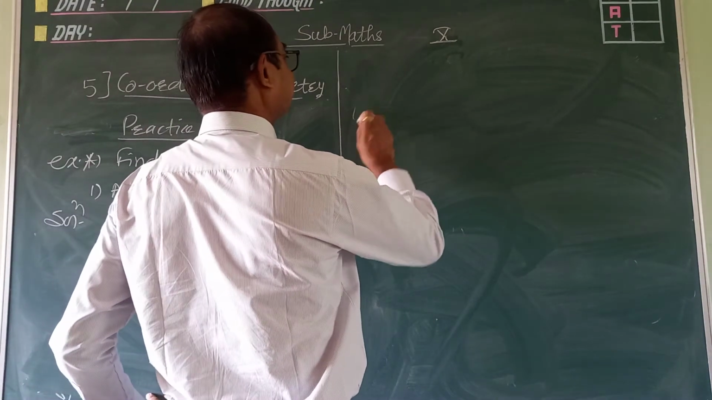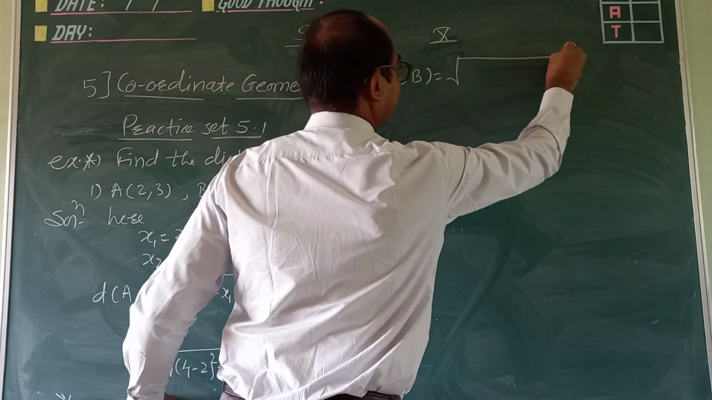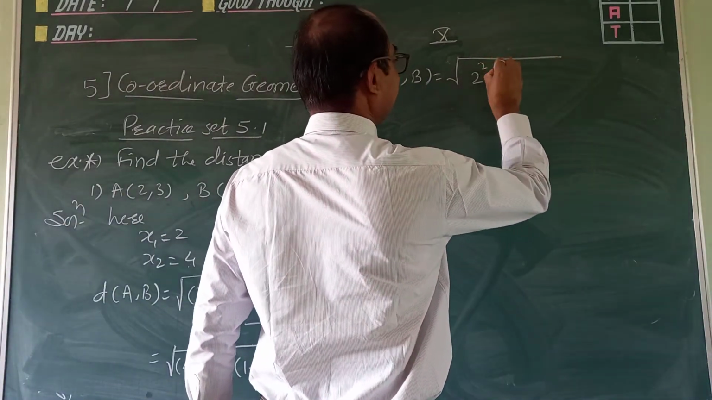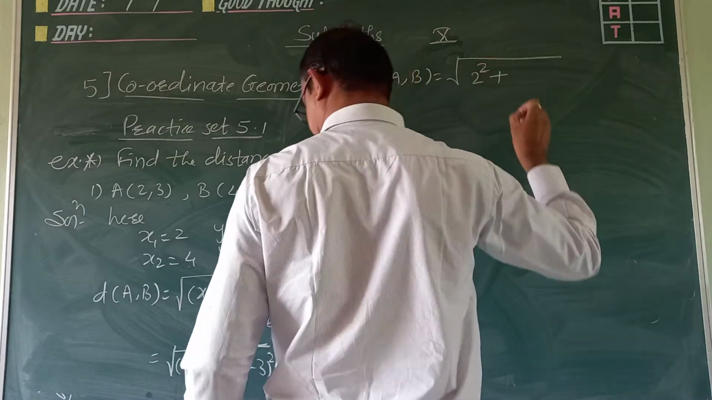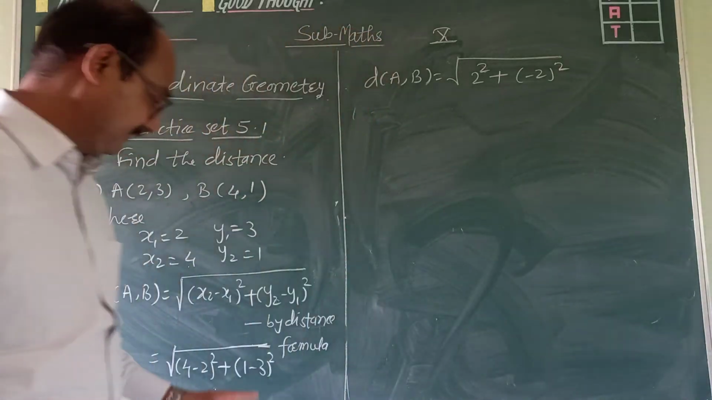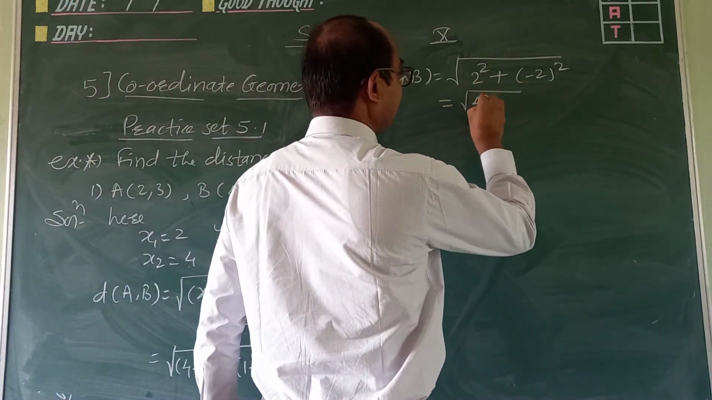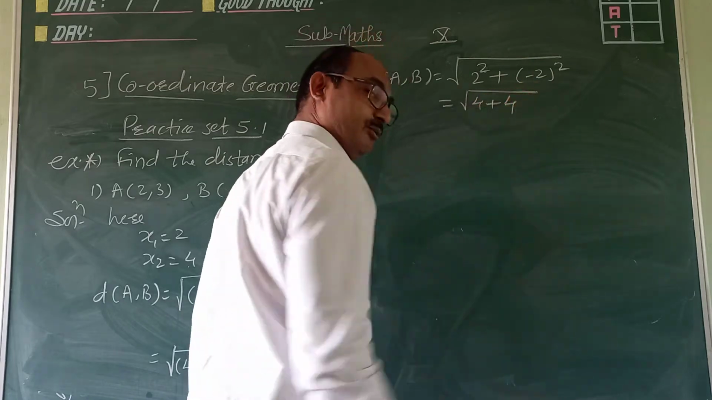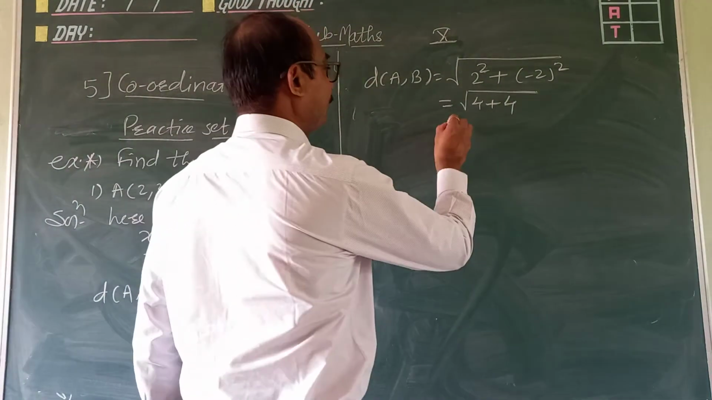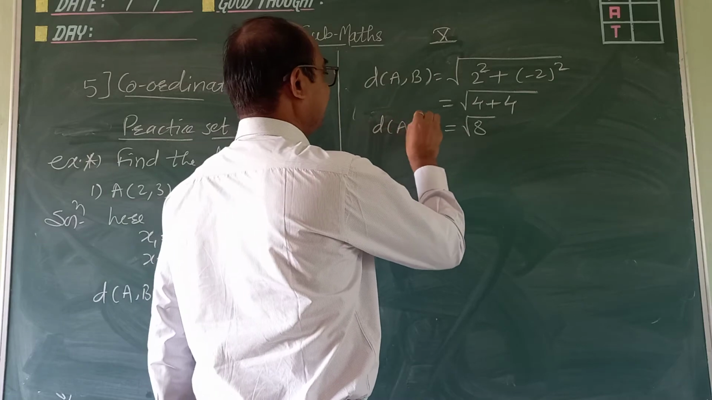So distance AB is equal to under root, what comes here: 4 minus 2 is 2, square, plus 1 minus 3, which is minus 2. So 2 square is 4, minus 2 square also comes plus 4, because the square of any number comes positive. So 4 plus 4 is 8. So distance AB is root 8.